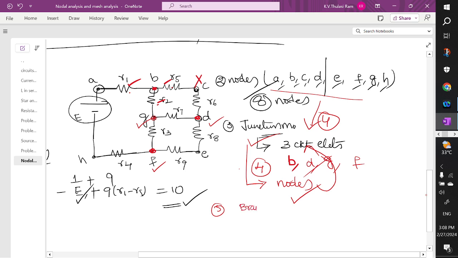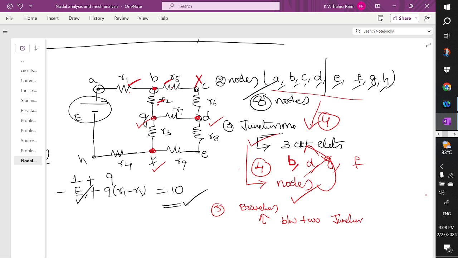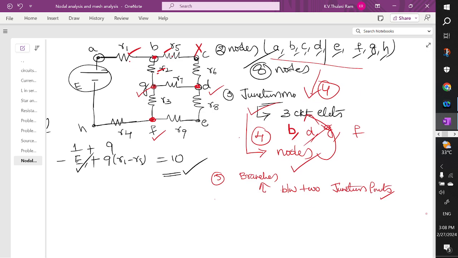Identify the number of branches. So branches are the elements or the resistive branches that exist between two junction points. So what are the junction points going to be? Let us try to see here. So first junction point, okay. So this is B. Here the first one is R2, which is between two junction points.